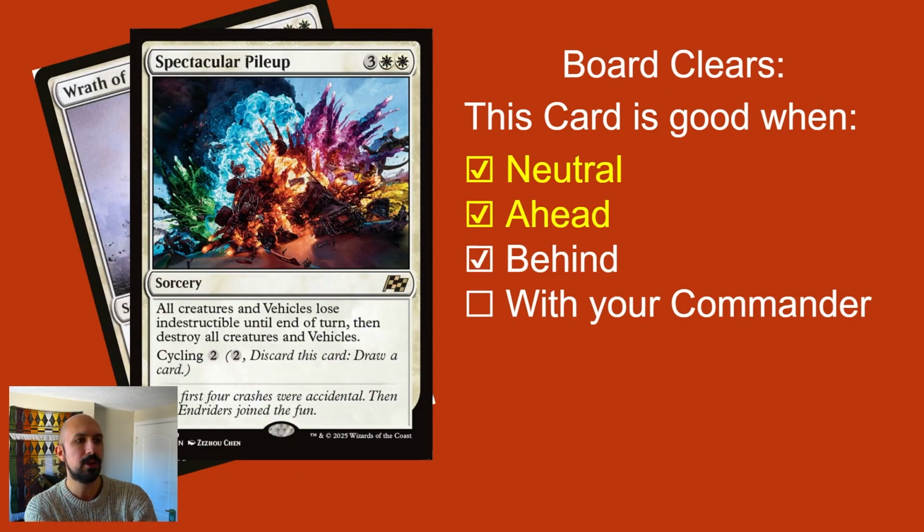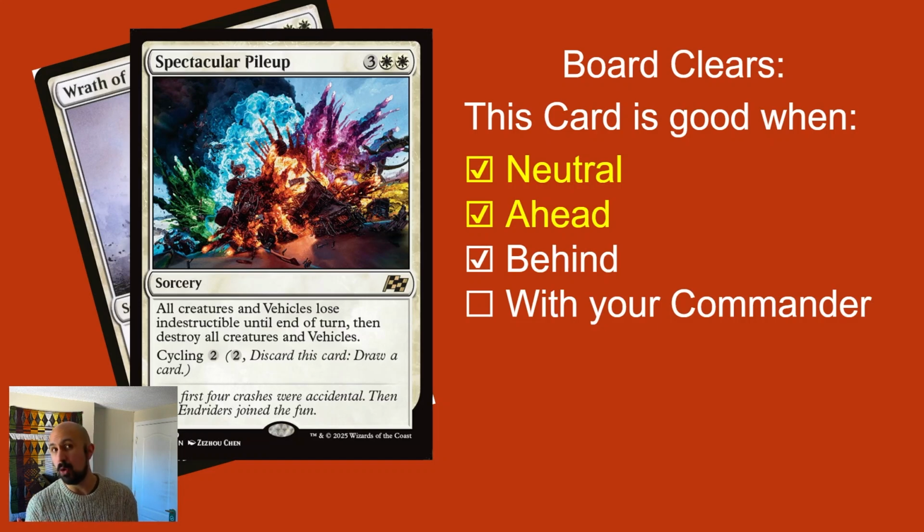Likewise, when it comes to board clears, we have the new Spectacular Pileup. This is a card that destroys creatures and vehicles through indestructibility, but also has cycling, right? All of a sudden, this card has solved the problem it had before, that when you are at neutral and you draw a Spectacular Pileup and you really don't want to board clear, you can cycle it away. If you are ahead and you are looking for that last piece of removal to win the game and you draw this, once again, you can cycle it away.